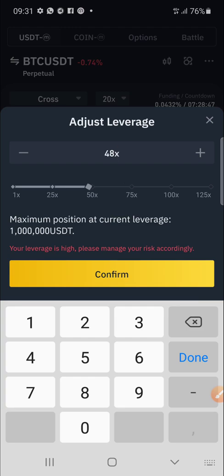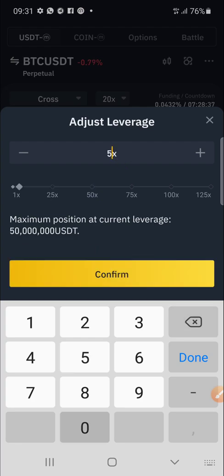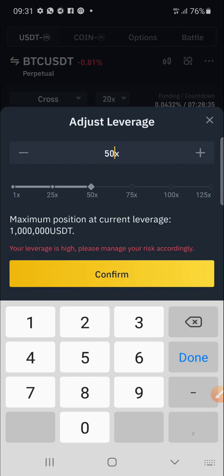Let's say if you leveraged 50x and your market goes up by 2%, you have made $100. That is 2 times 50, that's $100 you have made.